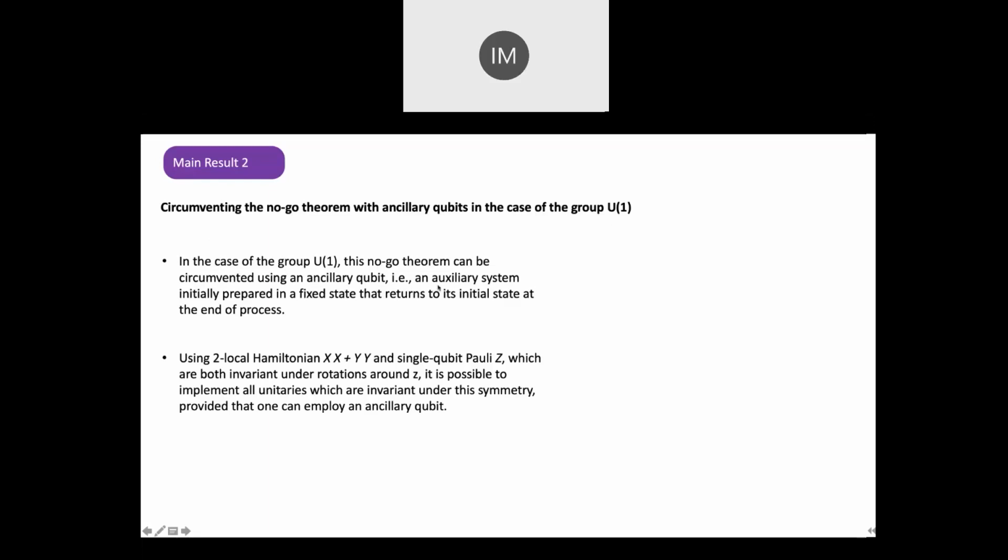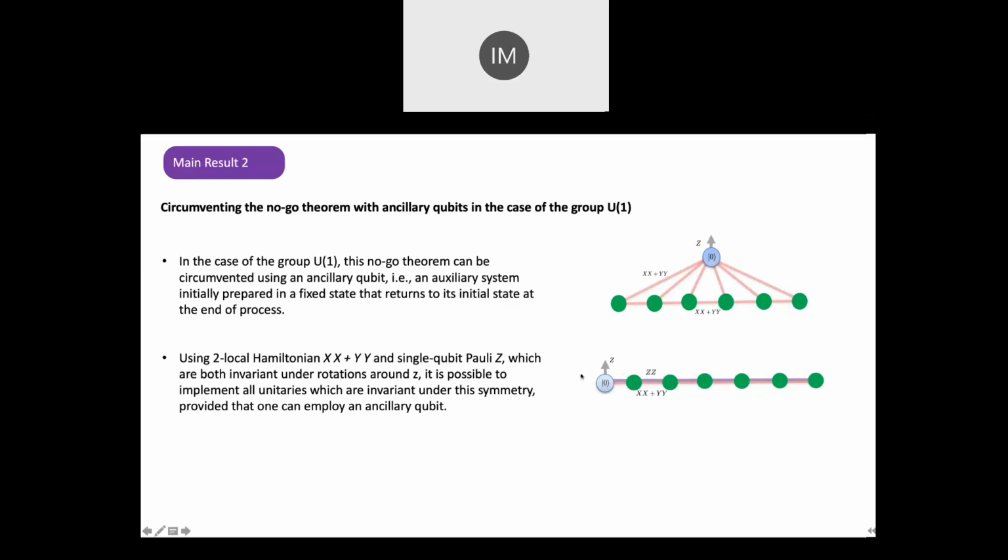An auxiliary system initially prepared in a fixed state that returns to the initial state at the end of the process. We can also show that using two local Hamiltonians, XX plus YY and single-qubit Pauli Z, which are both invariant under rotations around Z, it is possible to implement all unitaries which are invariant under this symmetry, provided that one can employ just a single ancillary qubit. So you can, for example, have a single ancillary qubit that interacts with every qubit on this chain via XX plus YY. You need to also apply Pauli Z on this qubit. So these are Hamiltonians that you turn on and turn off. Or you can have this simpler geometry, 1D with nearest-neighbor interaction, provided that you allow ZZ interaction also.